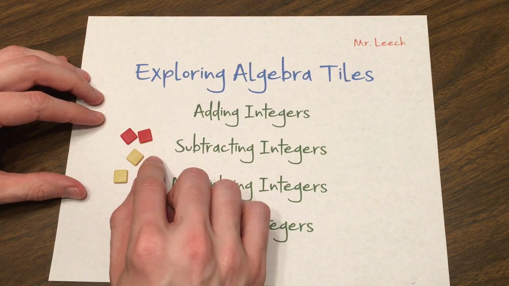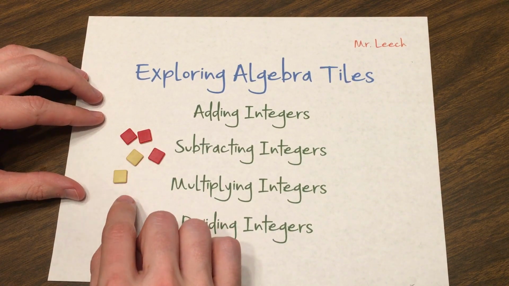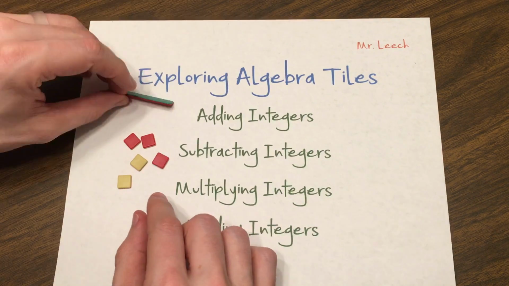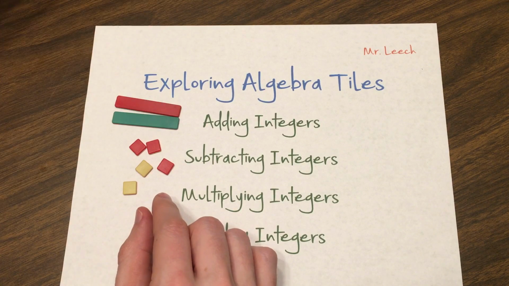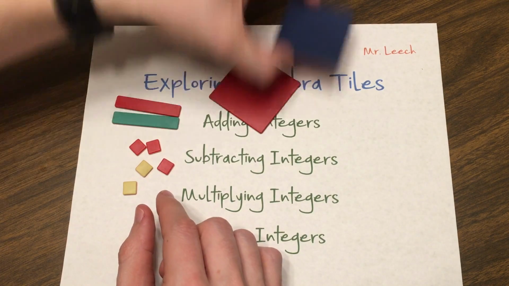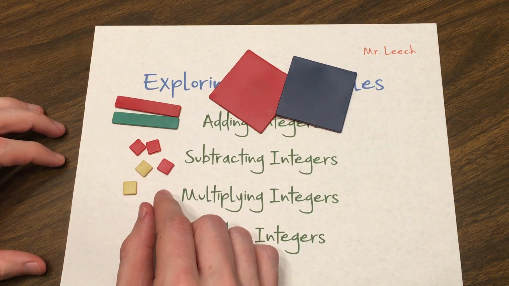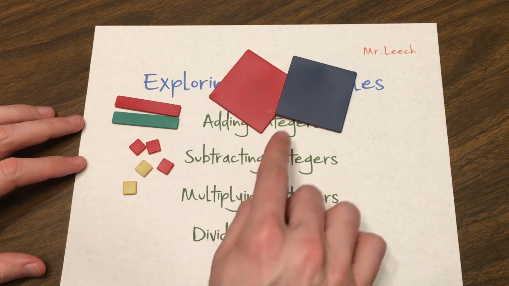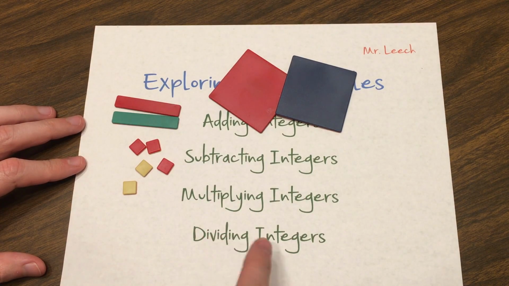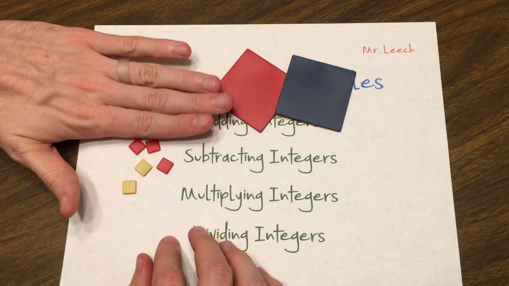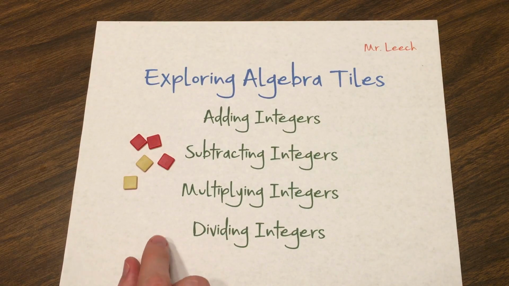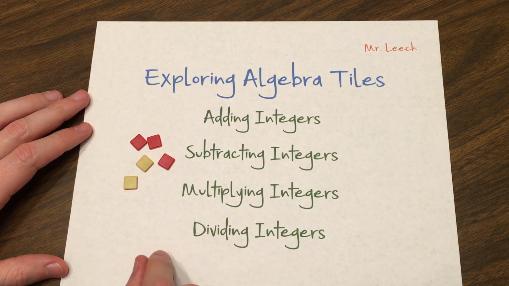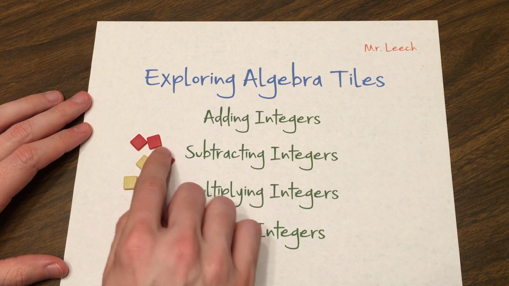They're these little guys. These represent constants. We also have these things. These represent the x variable. And also we have these, which are the x squared. Now today, when we're talking about adding, subtracting, multiplying, and dividing integers, we're not going to be worrying about the x variable today. You'll see that in a later video. But today we're going to be talking about adding, subtracting, multiplying, and dividing integers.